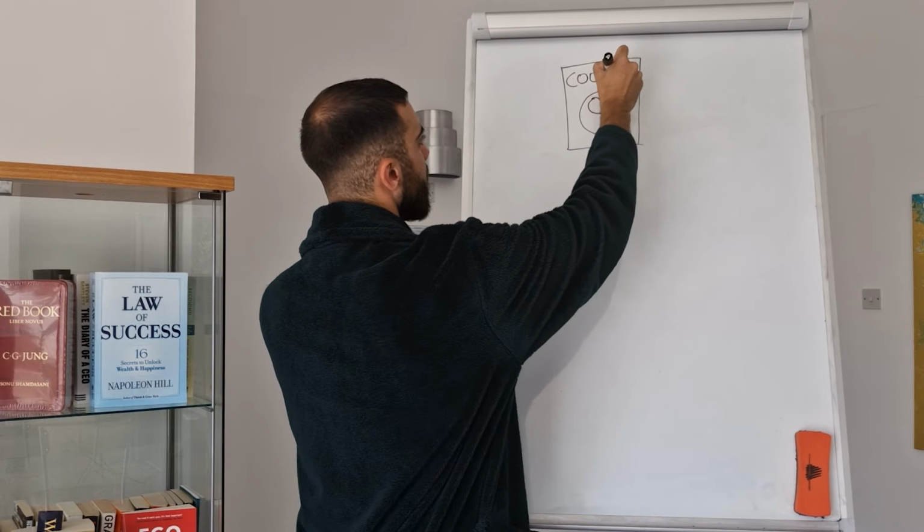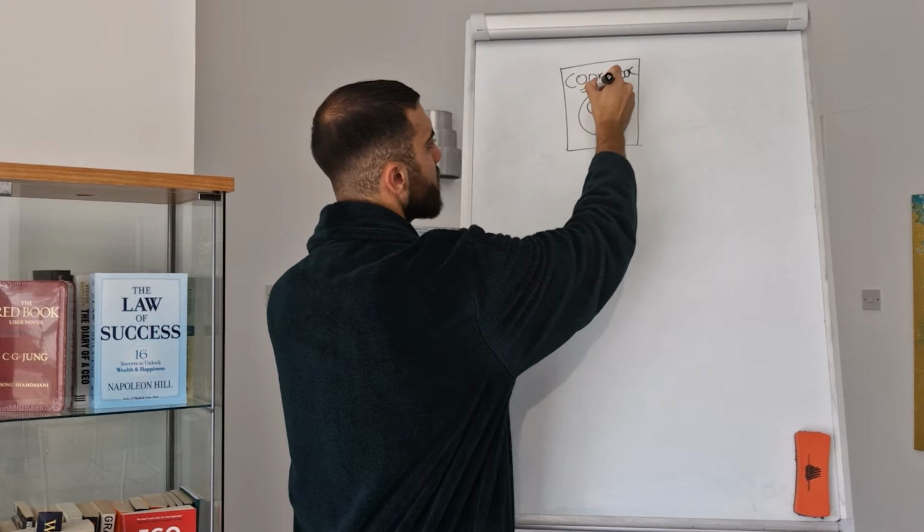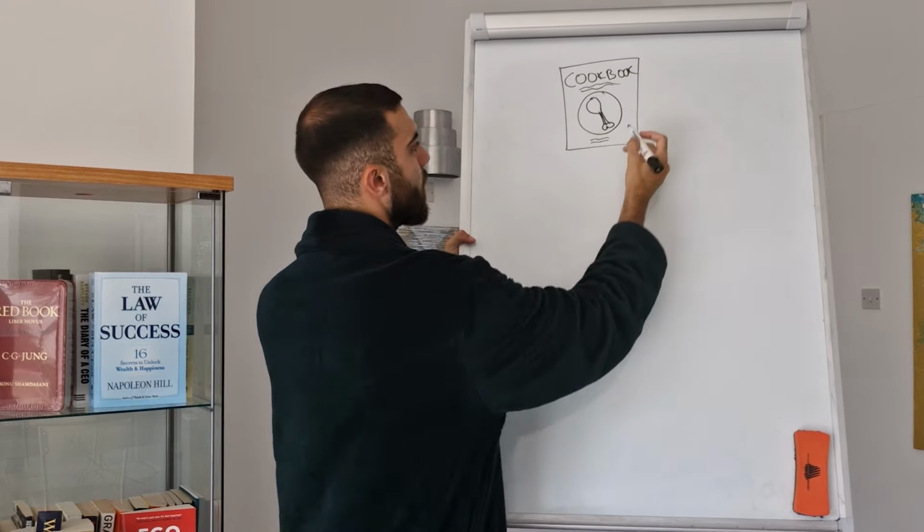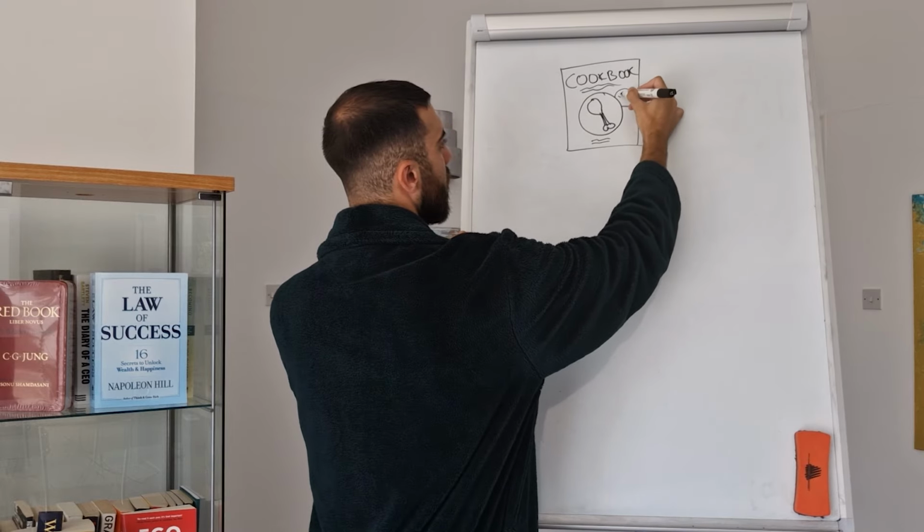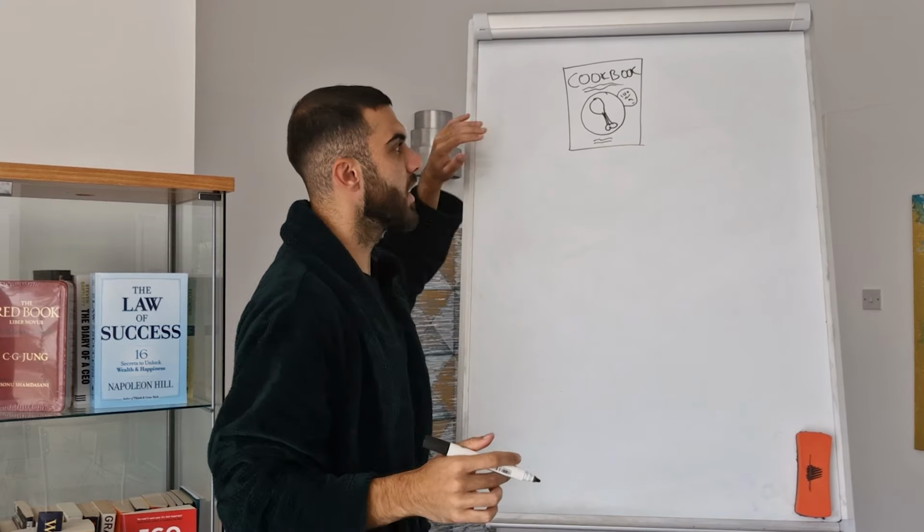It's a cookbook. Here's our title, cookbook, and then we have our subtitle here, and then we have an author name here, and maybe we have like a little sticker thing here. So, 100 recipes, blah, blah, blah. So we have our book cover.